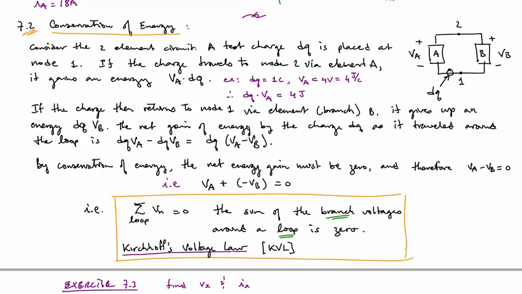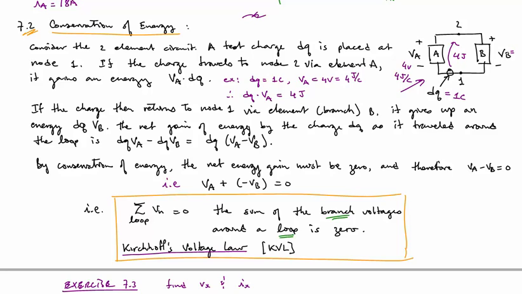So, for example, look at this circuit right here. Let's say that we put a little test charge dq. All right, let's say that it was actually 1 coulomb. And we were down at node 1. And we said that VA, let's say, was 4 volts. If it's 4 volts, that's actually 4 joules per coulomb. So if we move that 1 coulomb from node 1 up to node 2, it's going to take 4 joules of energy to move that charge up that potential, right? Because it's a 4 joule per coulomb potential.